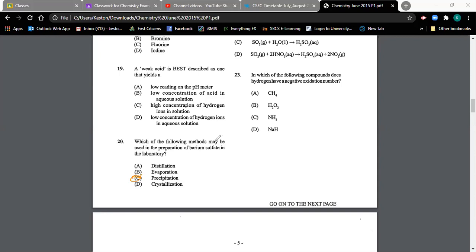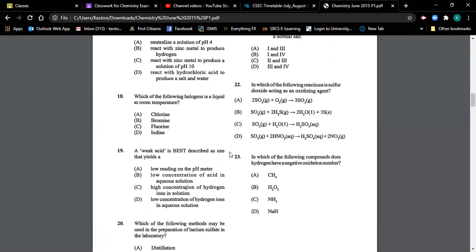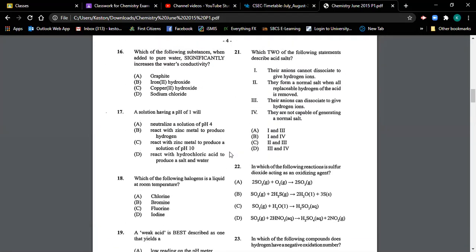Right. Sent it. Nice. Right, so make sure and take a look at those. That's helpful for your salts, especially in terms of preparation. Alright. 21. Which of the two following statements describe acid salts? Take a look at this for me. Drop some answers and then I'll check it. Just give me 1 sec.